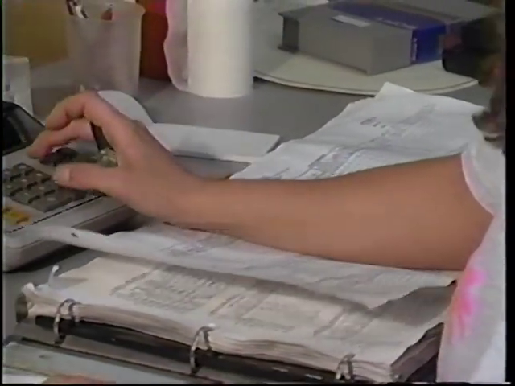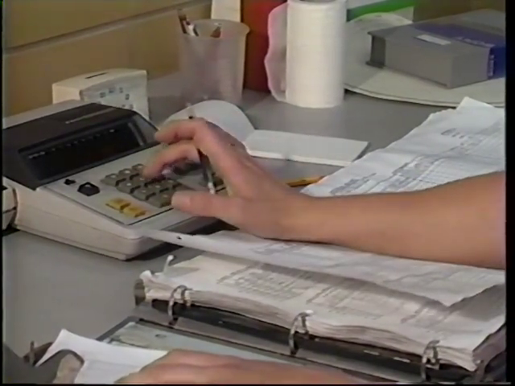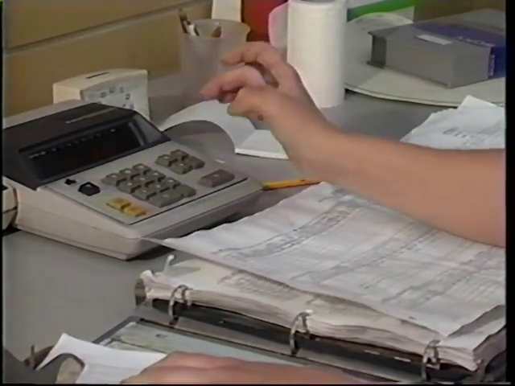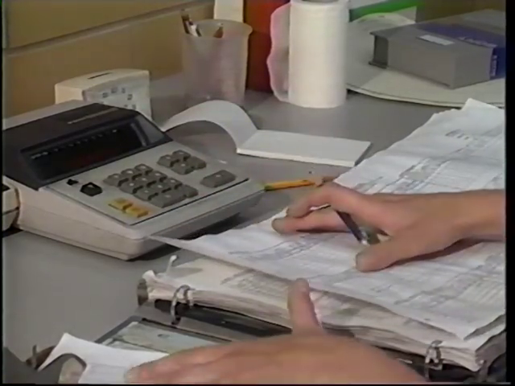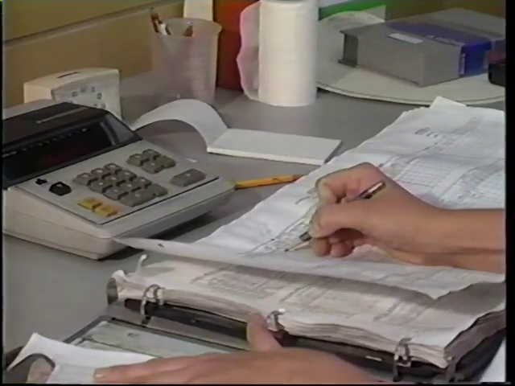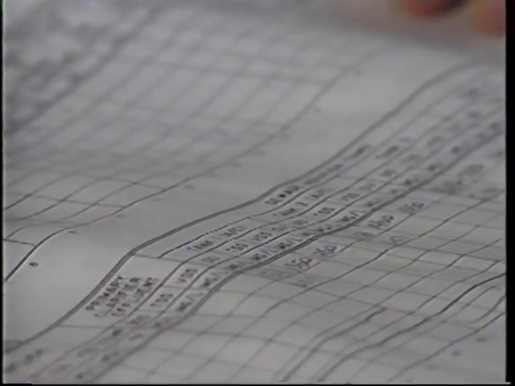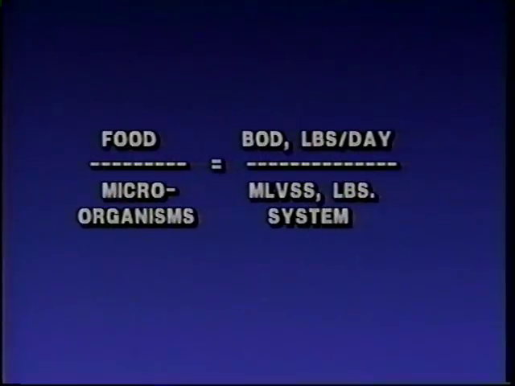One of the most important calculations for an activated sludge facility is the food to microorganism ratio. To calculate this ratio, you need to know the amount or pounds of BOD in the influent and the pounds of volatile solids in the activated sludge system. You then simply divide the incoming food pounds by the pounds of solids in the system to get the ratio.